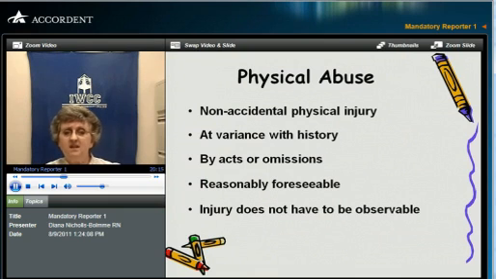And then it doesn't have to be observable. Okay, so you have a 12-year-old that comes in and tells you that they have been spanked so hard the night before they can't sit down. You don't say, drop your drawers, let me see. Okay, you do not have to see the injury or the damage to make the report. You can report based on what a child has told you.